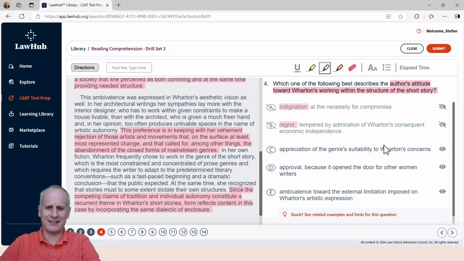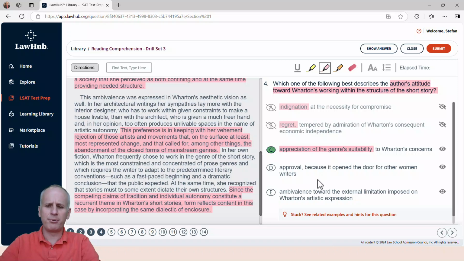It's a relatively kind of anodyne, middle of the road, neutral tone. Nothing that's as negative as A or B states. Then choice C, appreciation of the genre's suitability to Wharton's concerns. Well, ding, ding, ding, this matches that final sentence pretty well, saying that this short story form reflects her desire to stay within that dialectic of enclosure, and we should be able to select C proactively at this moment.